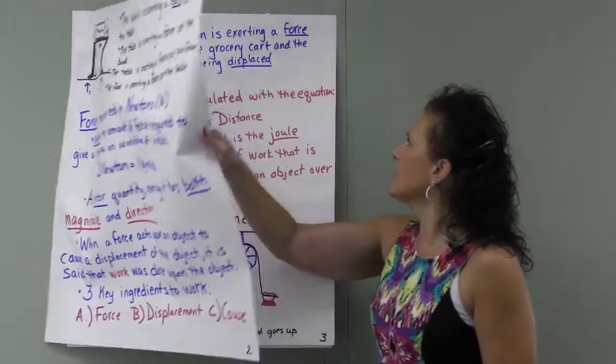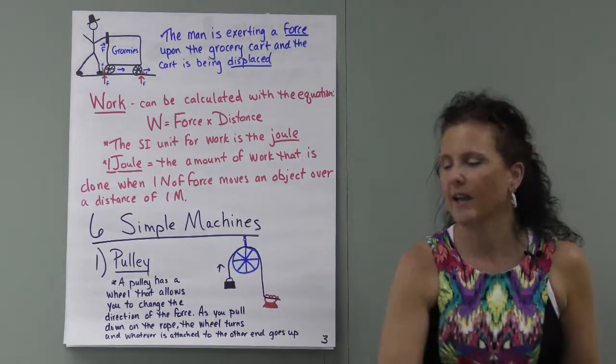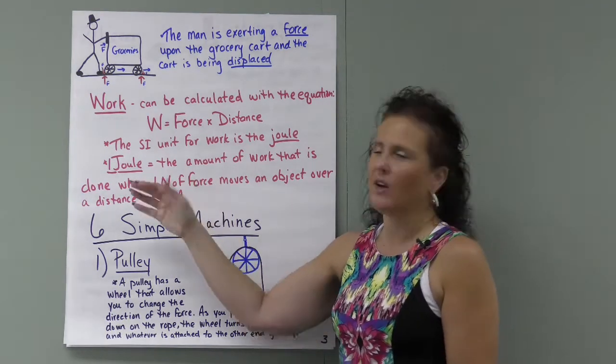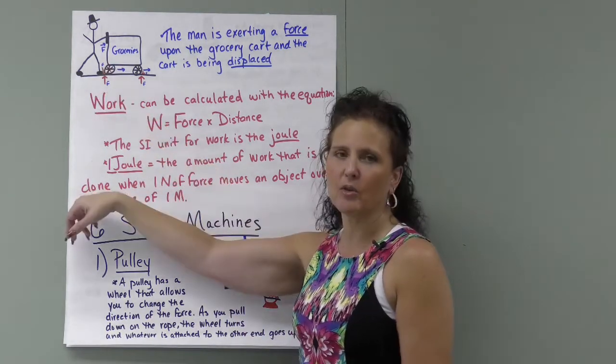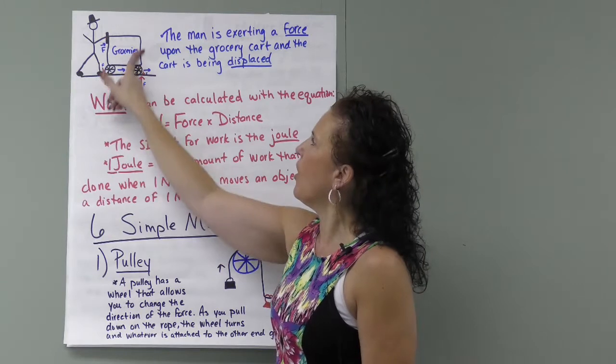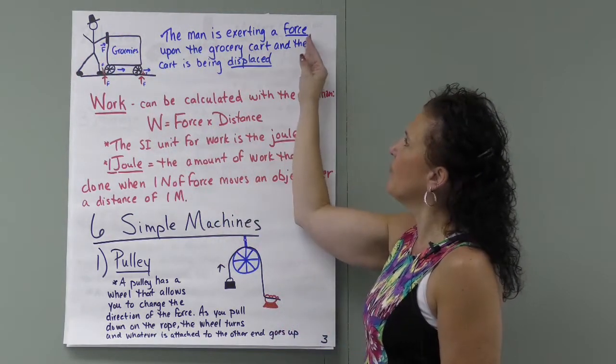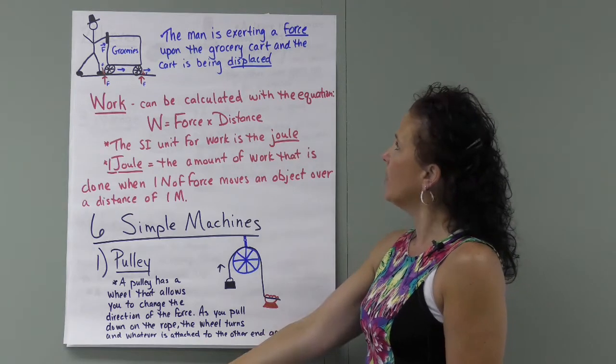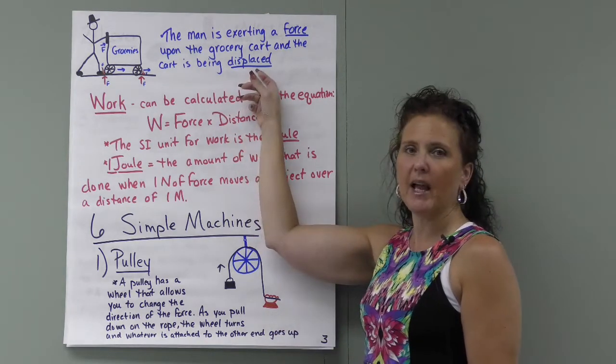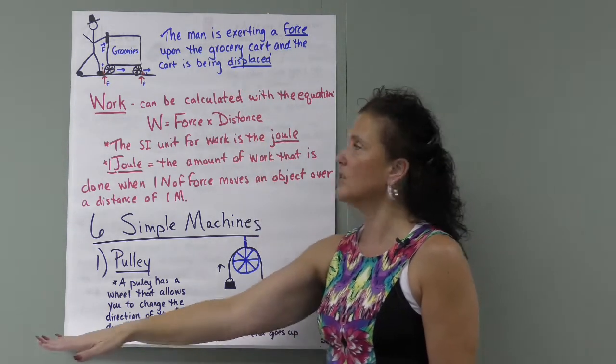Okay? So let's look here. We have this little guy. I drew him. I'm not the best artist. He's got his little hat on and he's at the grocery store. Here's his grocery cart and he's pushing the grocery cart. See, the man is exerting a force once he pushes the cart, and the cart is being displaced, right? It's moving across the floor.